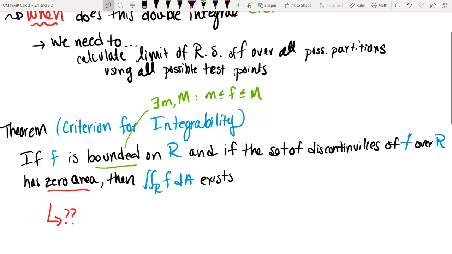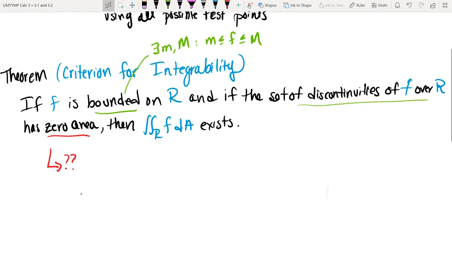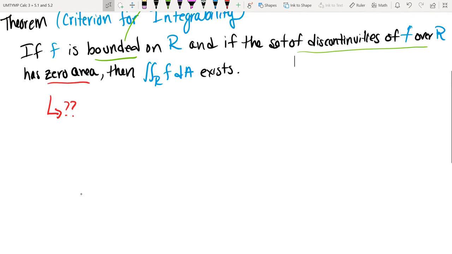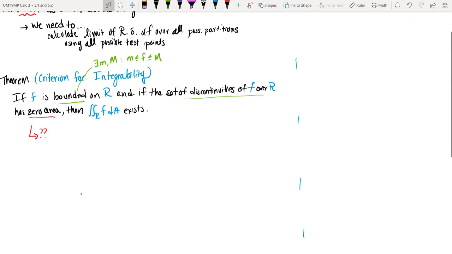So it has to be bounded on R, and then there's this idea that if the set of discontinuities of f over R has zero area, then we can say that the double integral exists, and that's really nice. But what is this language about the set of discontinuities having zero area? Well, that's where we might need a little assistance.